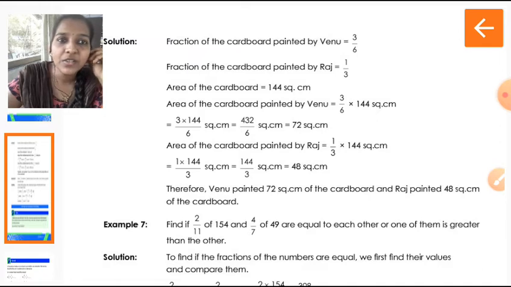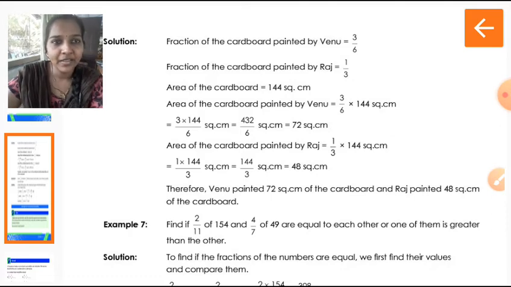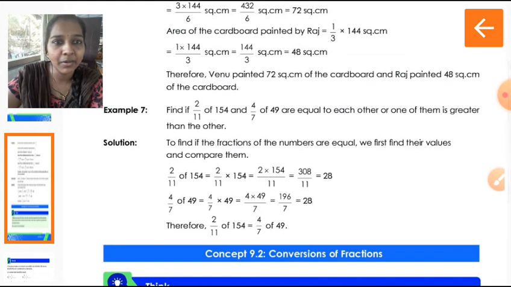So here we can find out the area of cardboard painted by Venu is 72 square centimeter. Area of cardboard painted by Raj is 48 square centimeter. Isn't it, children? So you can write in the last step as therefore Venu painted 72 square centimeter of the cardboard and Raj painted 48 square centimeter of the cardboard. Clear, children? Okay. Now let's move to the next example question.